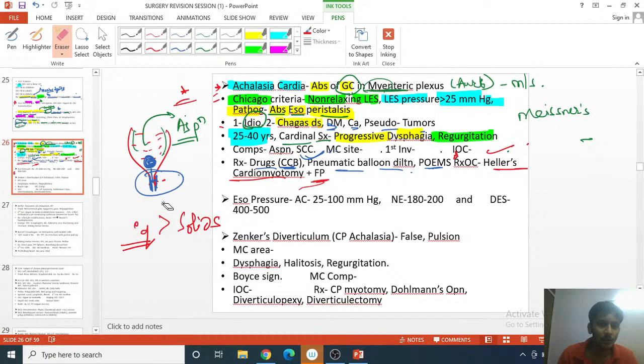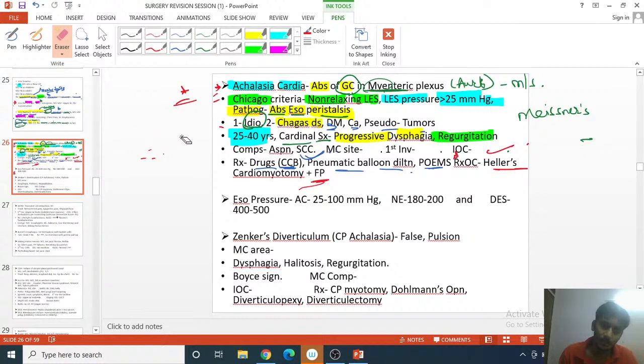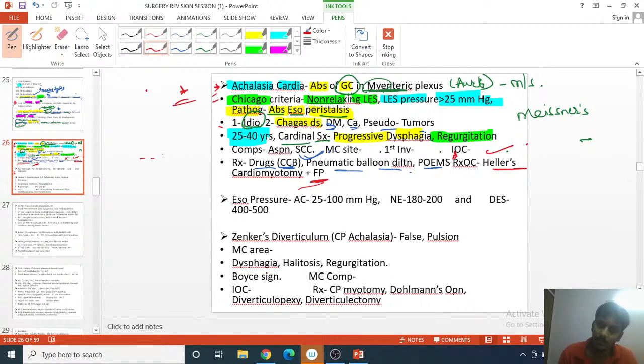And Ramstedt's seromyotomy or Ramstedt's pyloromyotomy was for what? It was for CHPS, and Heller's is for achalasia cardia. Please remember, they can confuse you in this.